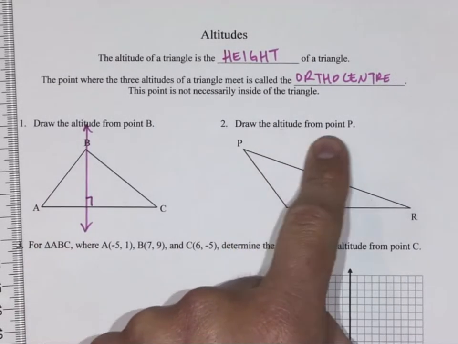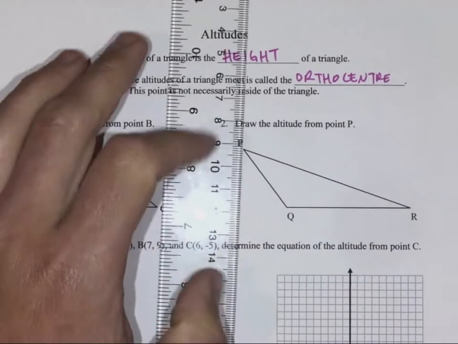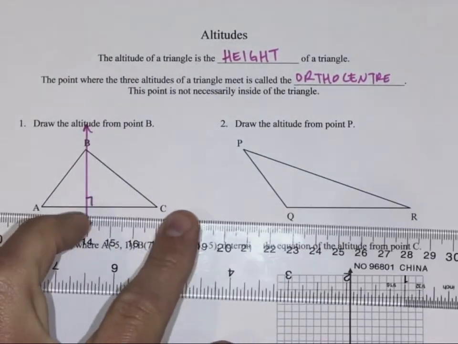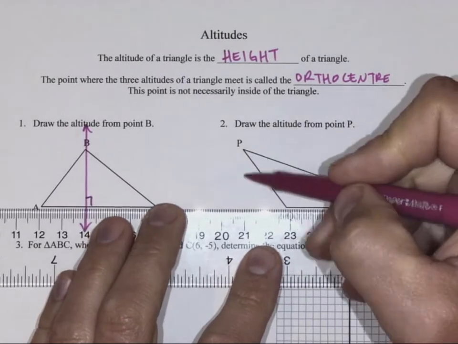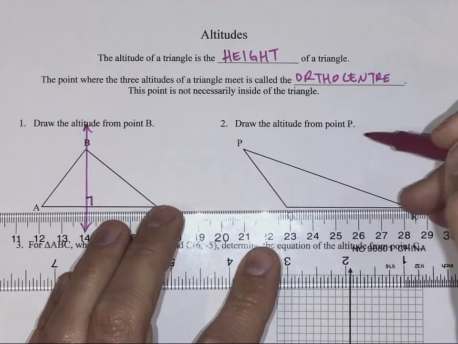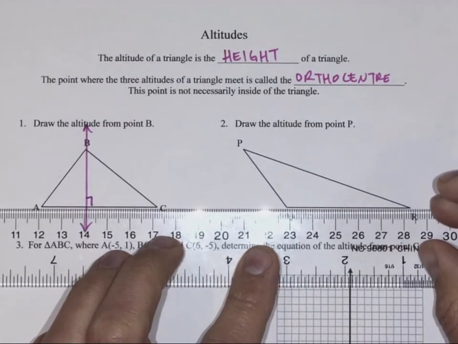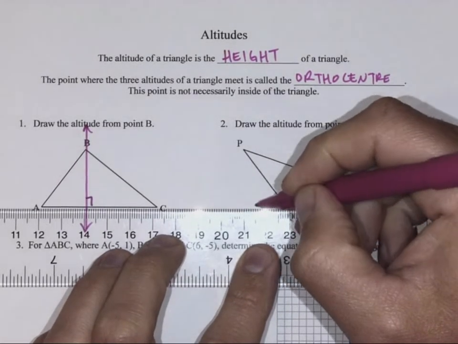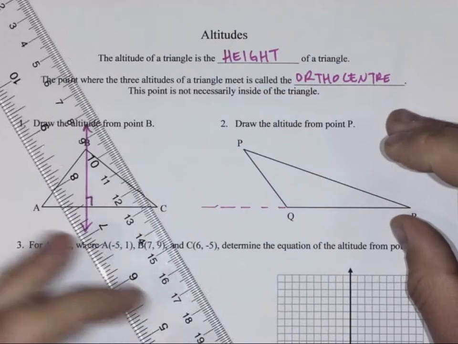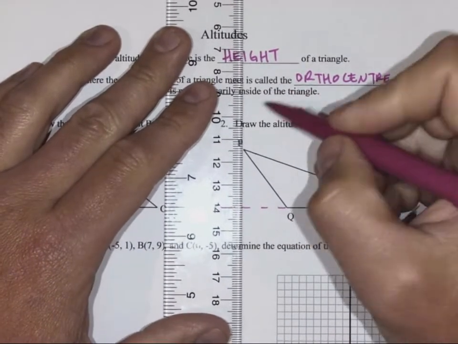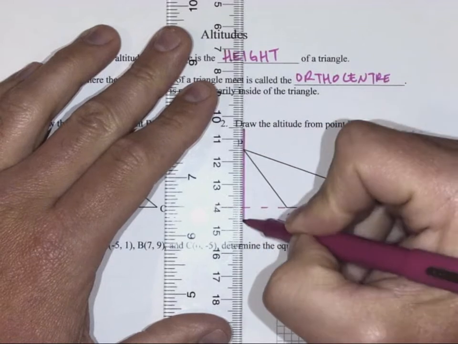We draw the altitude to point P, and so this triangle has now been rotated a bit. We want QR, we want to imagine that that is flat ground, and P would drop straight down. Because this is outside the triangle, we need to extend QR so we can make sure that we cross that 90 when we're drawing it and go through vertex P.